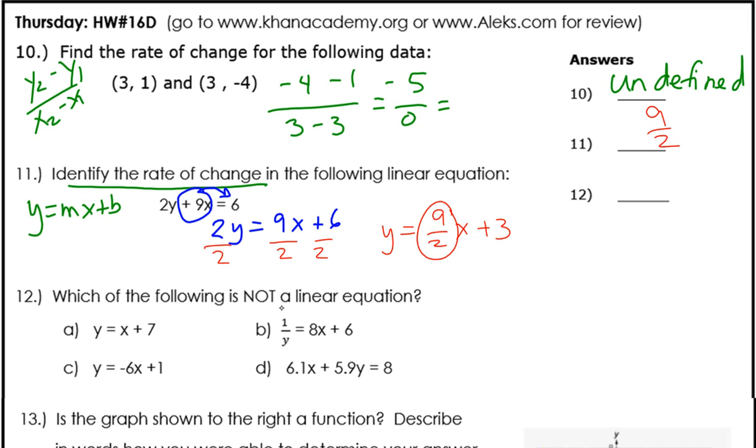Which of the following is not a linear equation? So we're looking for variables in the denominator, powers. Oh, there we have it. That breaks the rule. No variables in the denominator.